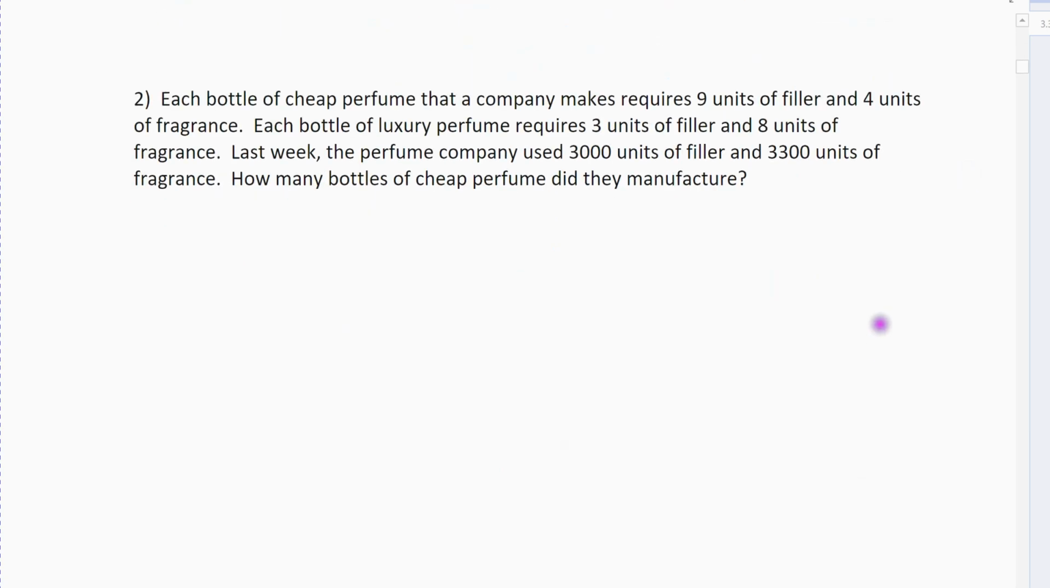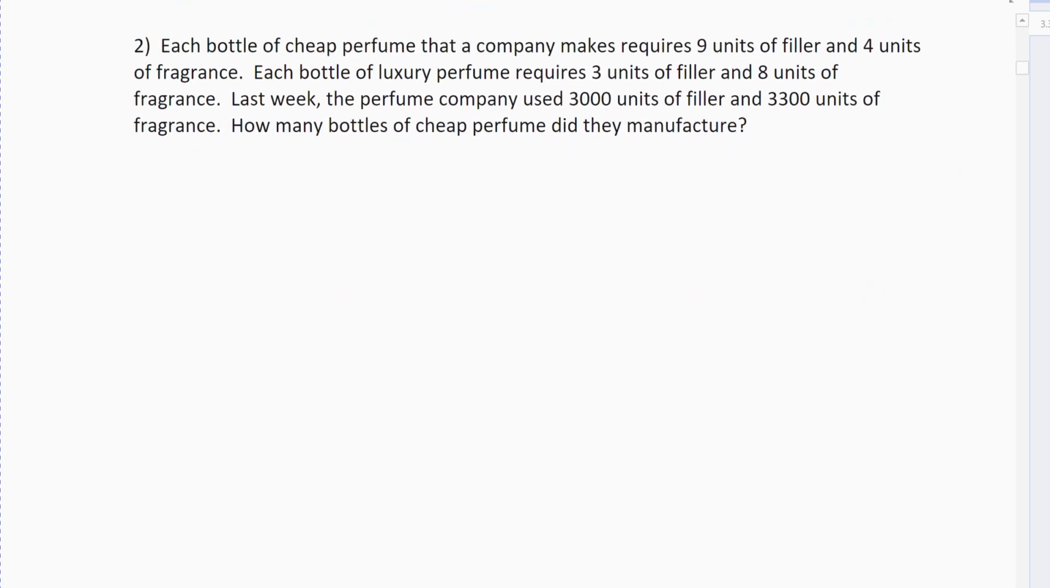My second example. All right, we have two different types of perfume that are produced. The company makes cheap perfume, and it takes 9 units of filler and 4 units of fragrance. So if you're in essential oils, there's a carrier oil and then there's your fragrance oils. Most of it is carrier oil, meaning there's no fragrance involved. Then you put in a little bit of fragrance, and that's the way perfumes work.